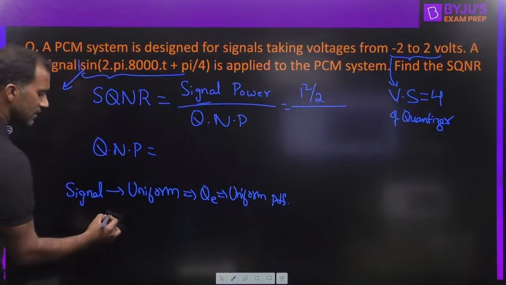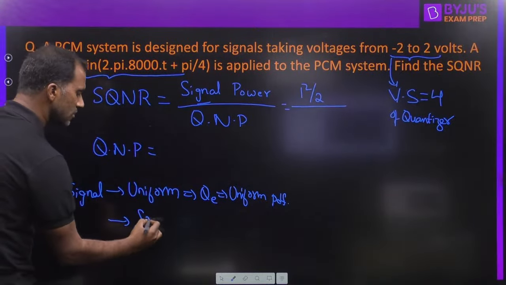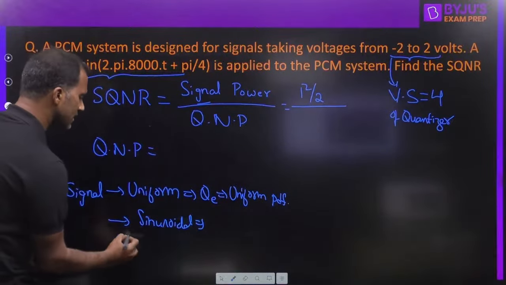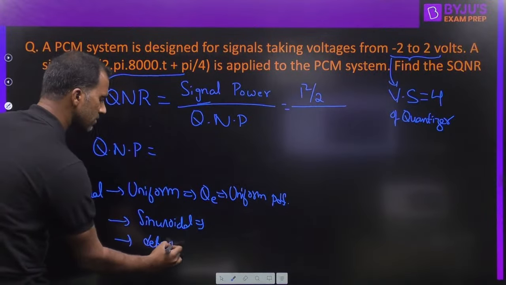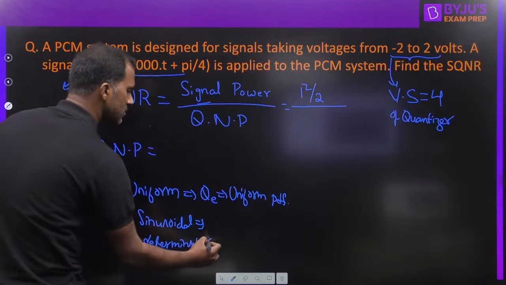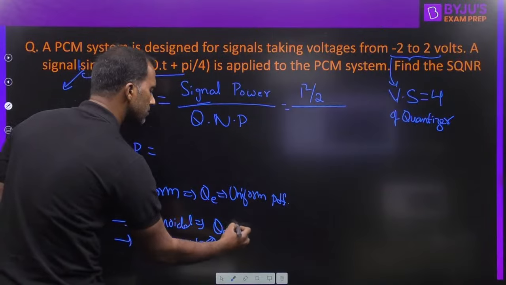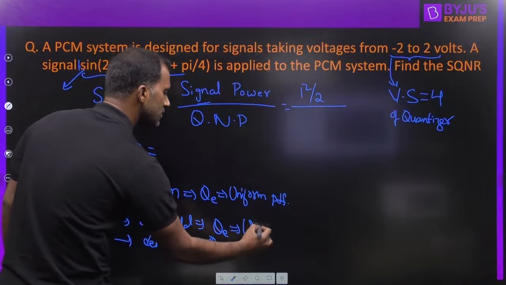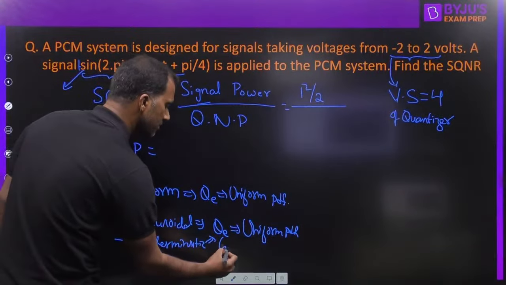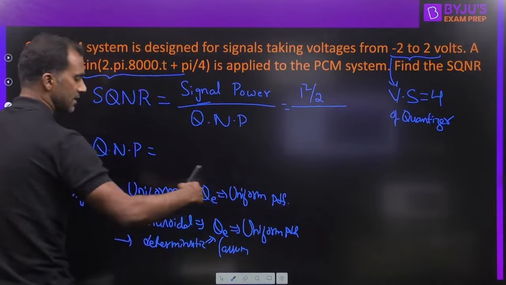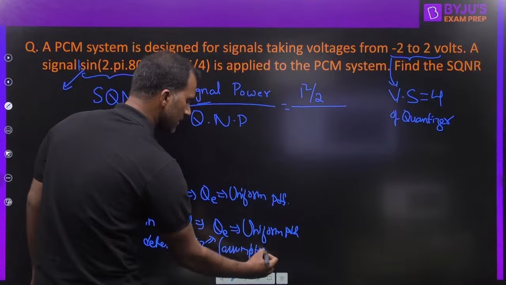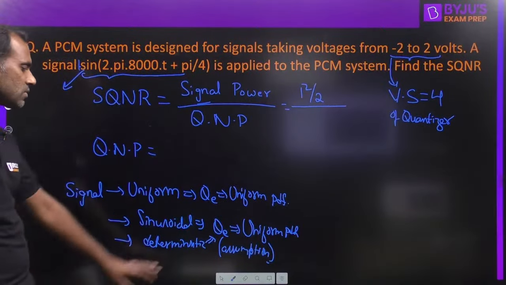Okay, and when the signal is given as sinusoidal, which means they have given some deterministic signal, not only a sinusoidal signal, other deterministic signals also. In these two cases also, we are going to assume the quantization error has a uniform PDF. In these two cases, it is just an assumption. But in the first case, it is the exact actual thing that is happening. In the last two cases, we are assuming the quantization error is going to have a uniform PDF.